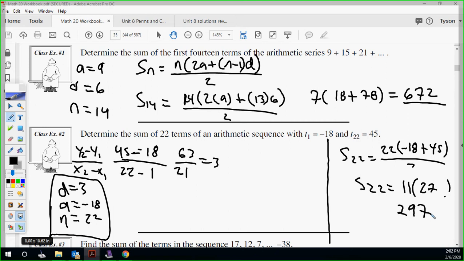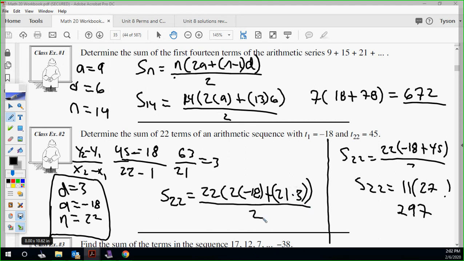Now we did find d, so we can still use the other formula since we found that. Just setting it up, you'll see it's pretty similar. S of 22, just using this one here at the top, would be 22 times 2 times negative 18 plus n minus 1, so 21 times d of 3, all over 2. And if you calculate that, you should get 297 as well. Either way will work.